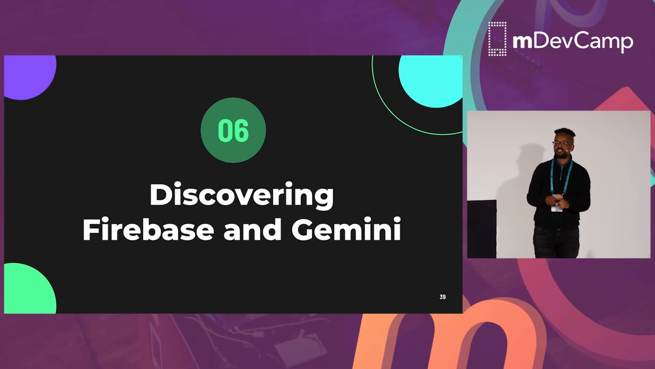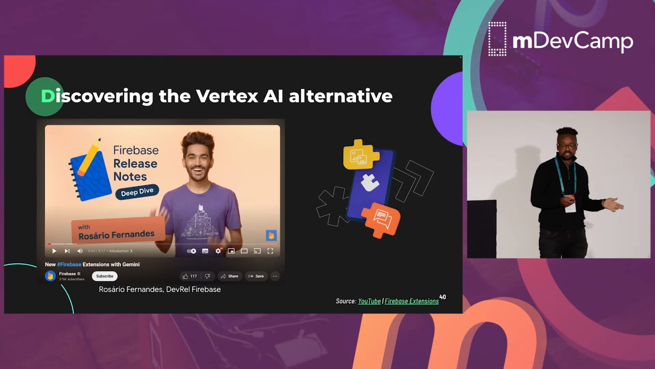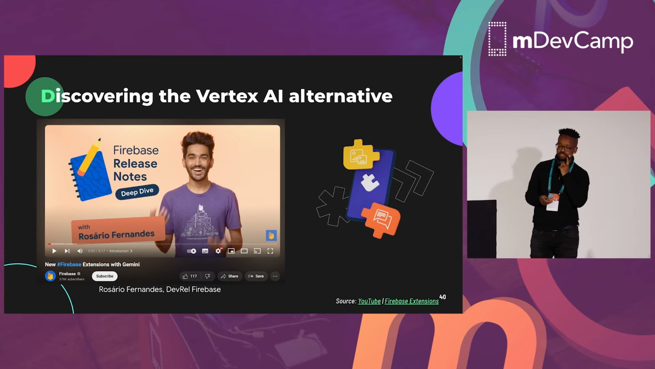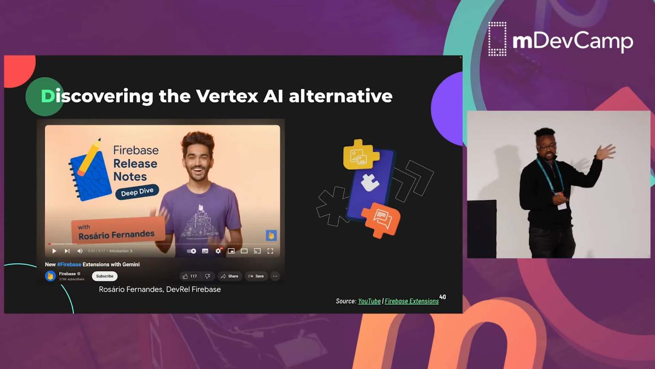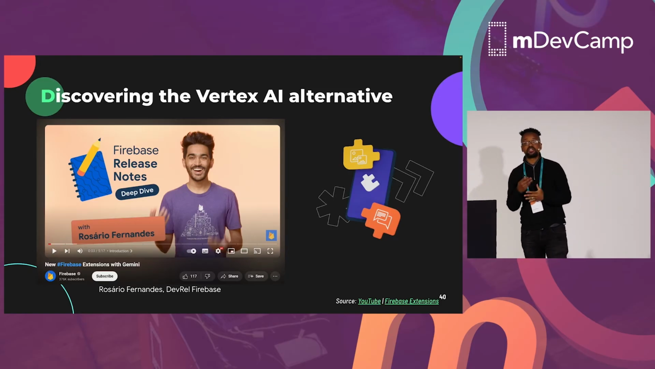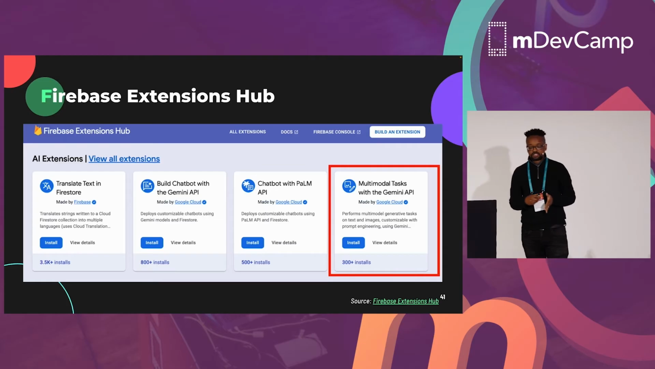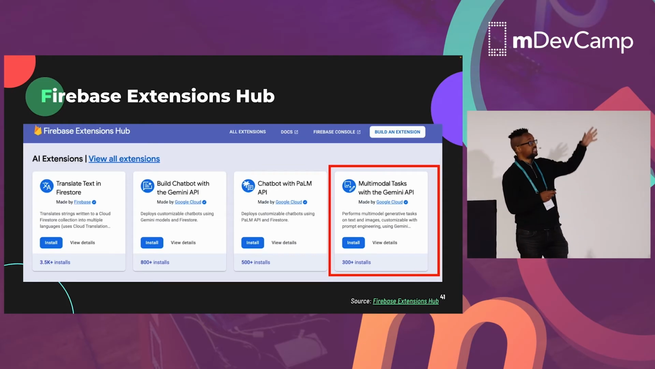Firebase actually uses Gemini, and I came across this in my search. I discovered that Firebase is a Gemini solution through the use of Firebase extensions. And in this video, Rosario Fernandez, who's a Firebase DevRel, provides a walkthrough on how to connect to Gemini through a Firebase function you can install in your Firebase project. There are a variety of extensions that you can add to a Firebase project through this extensions hub.